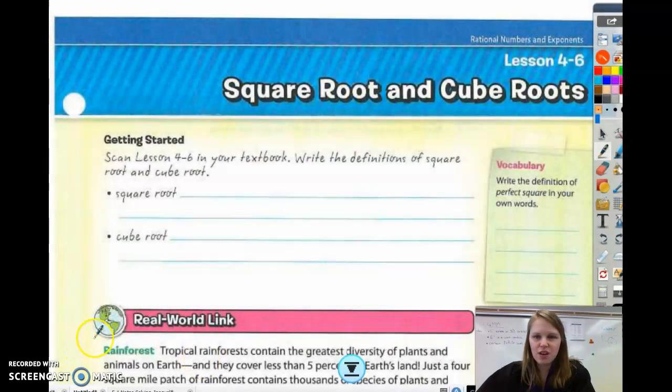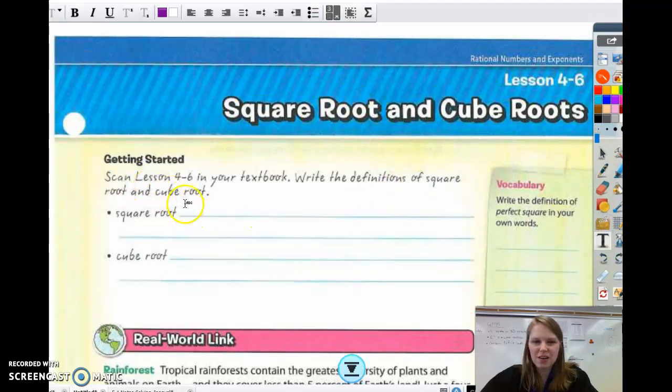Alright, today we're looking at Chapter 4, Lesson 6, which is on square roots and cubed roots. So let's go ahead and get started here. The first part is asking us to write the definition of a square root and a cubed root. So when we do that, we're looking at square root and cubed root. What can we say here?